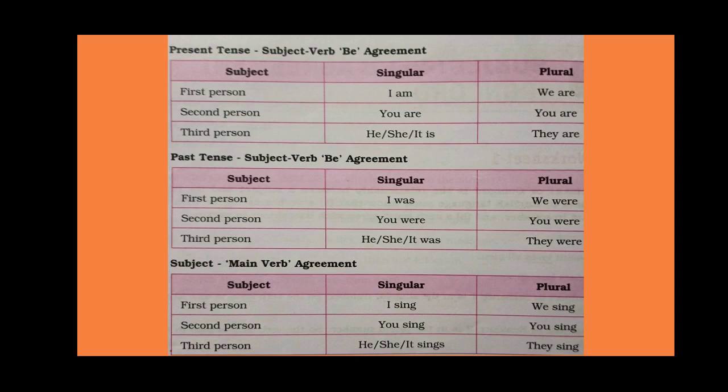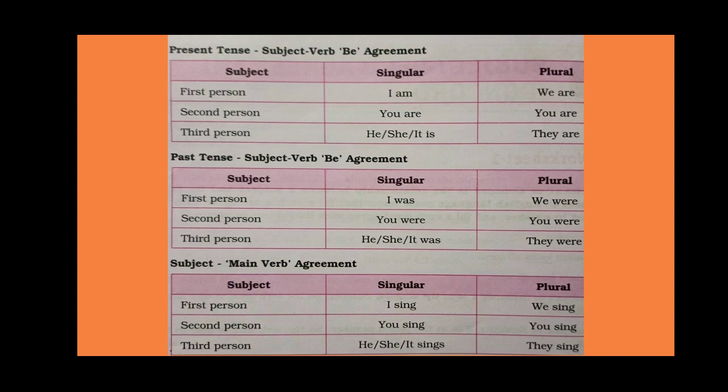In third person, we have he, she, it, and they. So, for singular, with he, she, and it, we will use is. And for the plural, we have they, and with they, we will use are.